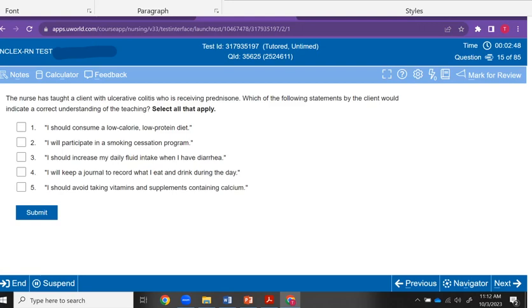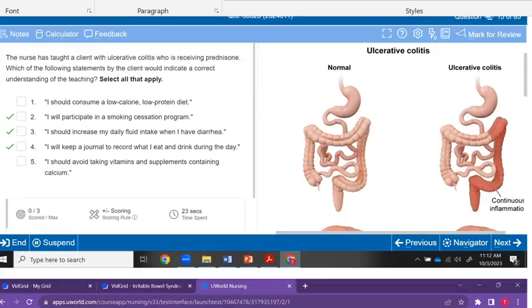Okay, once again, I have an ulcerative colitis question. The nurse has taught a client with ulcerative colitis who's receiving prednisone, there's your steroid. Which of the following statements by the client would indicate a correct understanding of the teaching? So we are going to teach a client who has ulcerative colitis, and it says which would indicate a correct understanding of the teaching. Pause your video, look at your answers, and then we'll answer. All right, so the nurse taught that client with ulcerative colitis. I hope you picked the correct choices.